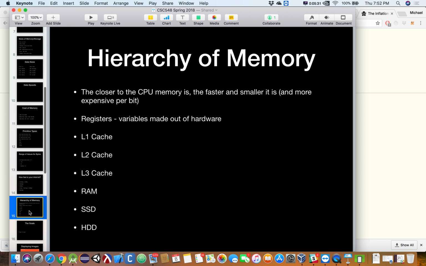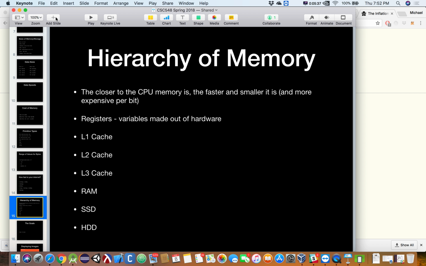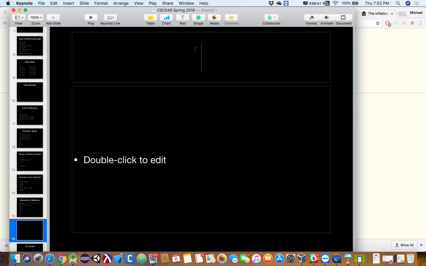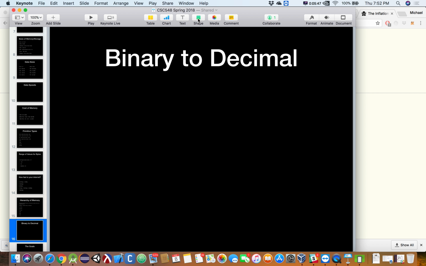Okay. So now let's talk about some number conversion stuff. So let's look at binary to decimal.